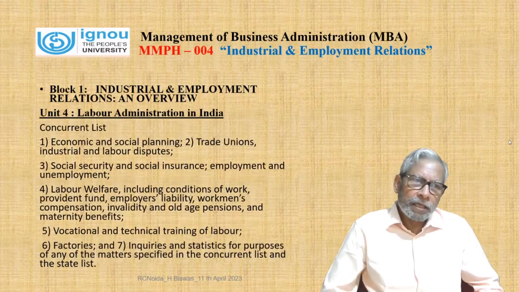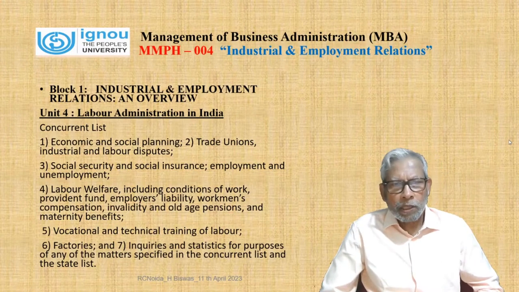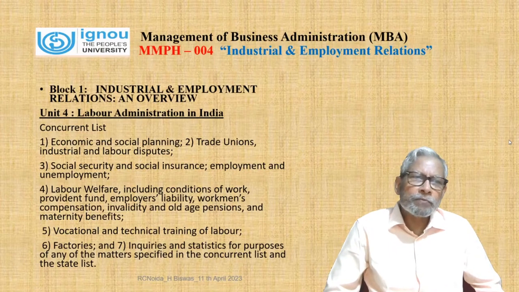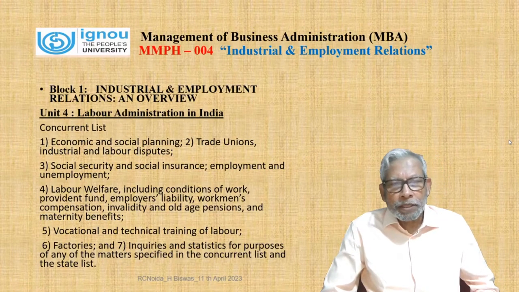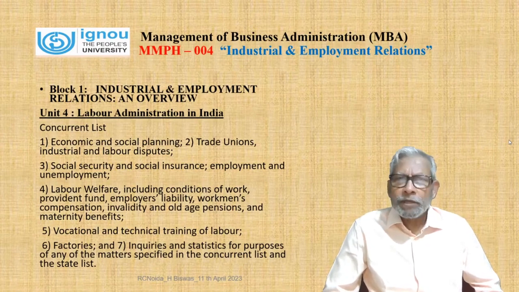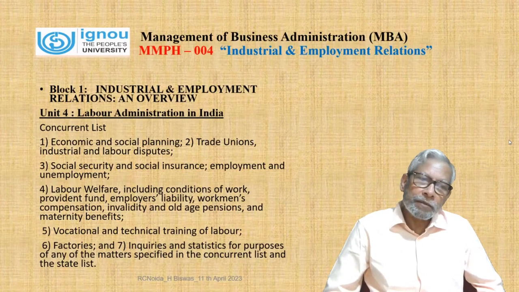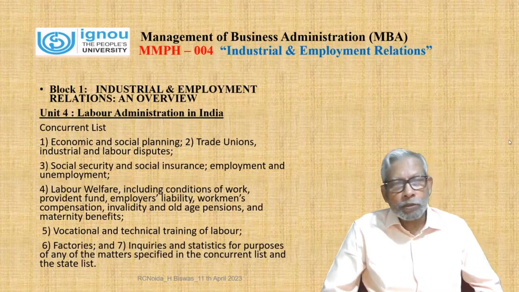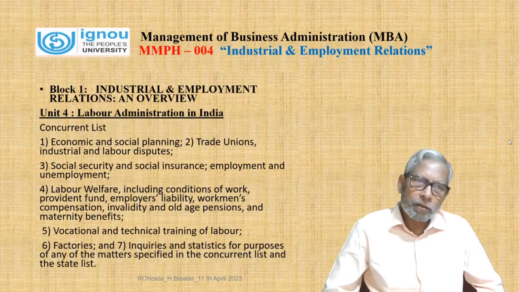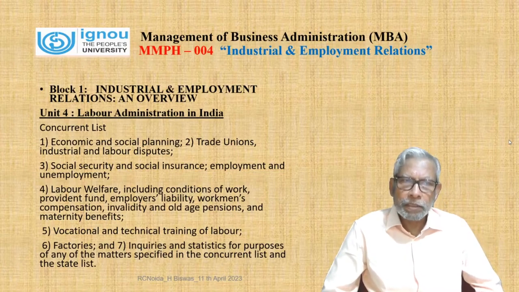Now the concurrent list. Here, number one is economic and social planning, then trade unions, industrial and labor disputes, then social security and social insurance, employment and unemployment. Fourth is labor welfare, including conditions of work, provident fund, employees' liability, workmen's compensation, even gratuity also, invalidity and old age pensions, pension schemes if any, and maternity benefits, which may be 6 months or extended leave period, without pay or with pay. All these things are the compensation package. That is item number four in the list.